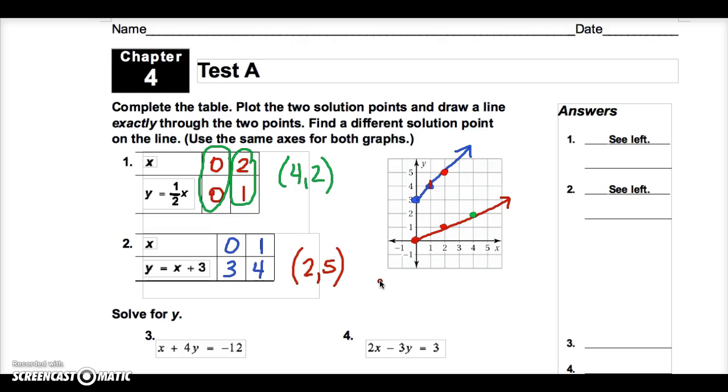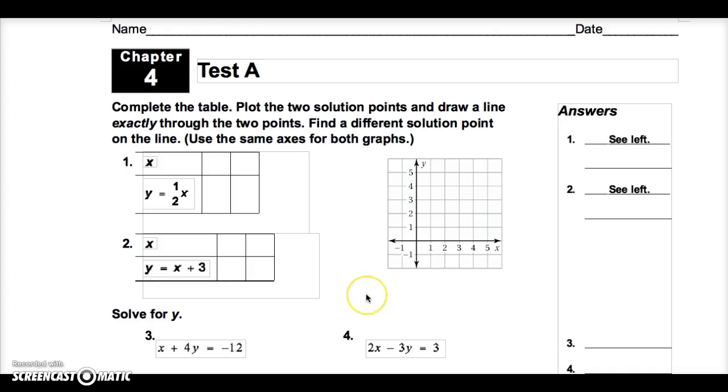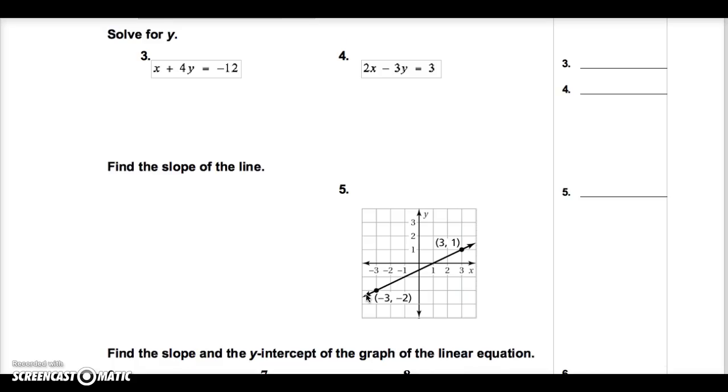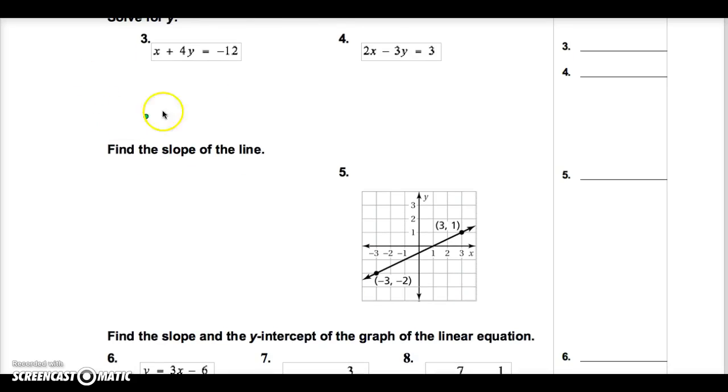Now moving on to numbers 3 and 4. The directions just simply say to solve for y. So on number 3, I draw my line through here to separate each side of the equation. If I want the y by itself, first thing you have to get rid of is this x. And since it's a positive x, we need to subtract x on both sides. So we end up with 4y equals negative x minus 12. And then I'm going to divide everything by 4.